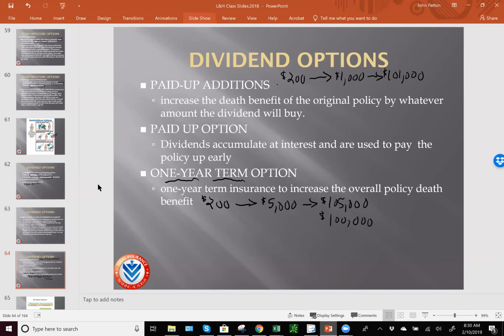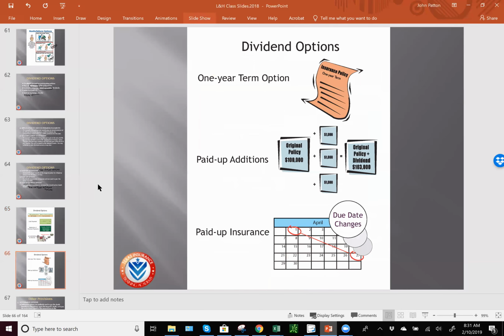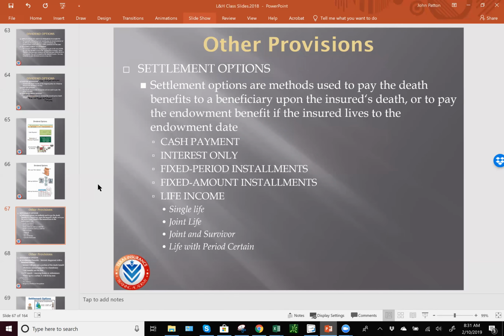This is where you're going to use your dividend plus all the interest plus the policy's cash value to pay out the policy early. So not really worried about that one for your test though. All right, so there are your dividend options. Lastly, we have settlement options.